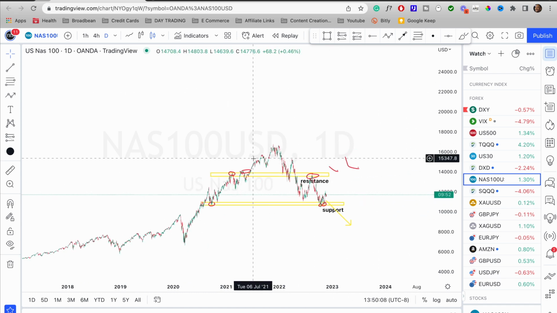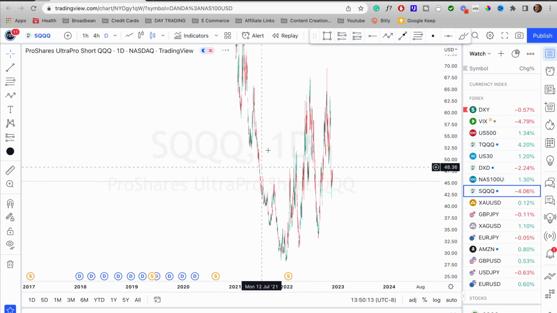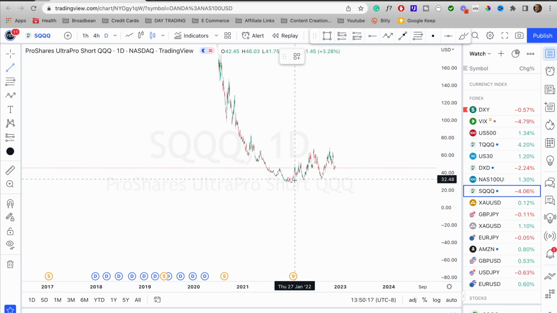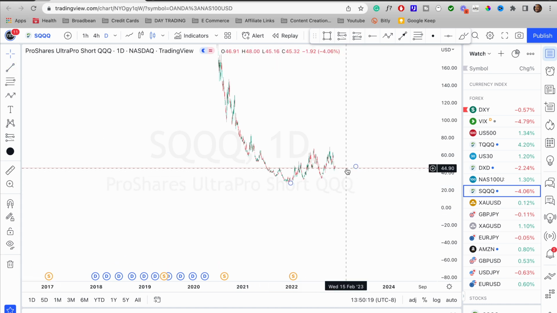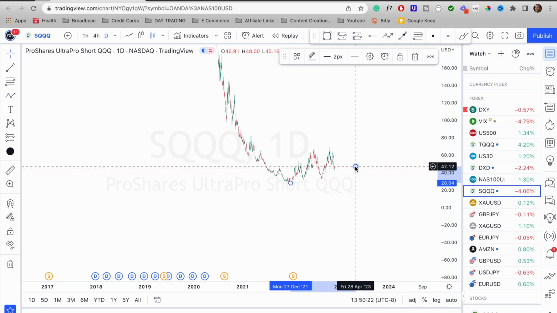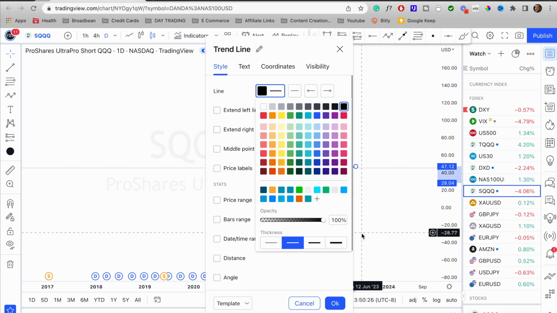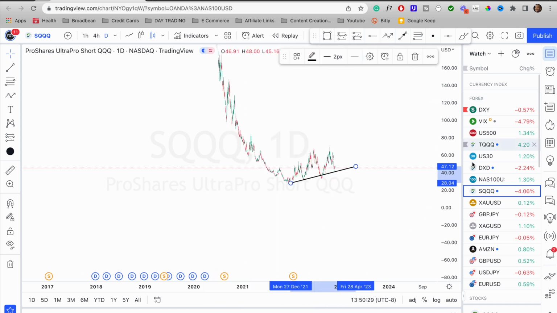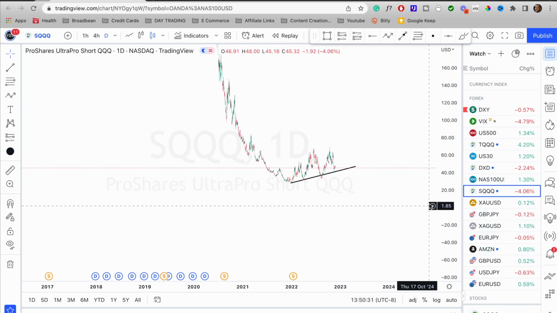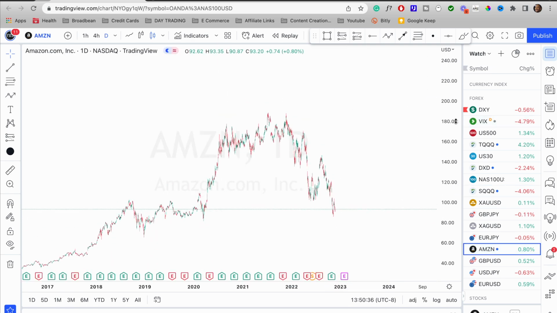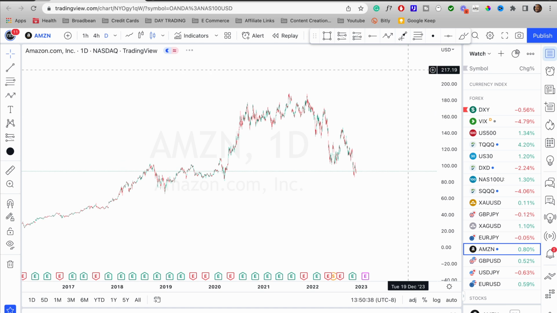So if you look at the macro end of things, SQQQ could be a good medium to long-term hold because it's overall up and to the right, okay? So that's support and resistance. What I want to show you now is basically trend lines. Trend lines are very easy to mark up. So I'm just gonna pull up, let's say Amazon. This is a stock, and trend lines are pretty easy to mark up.